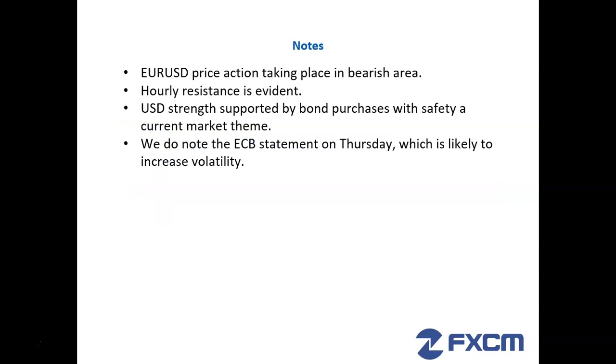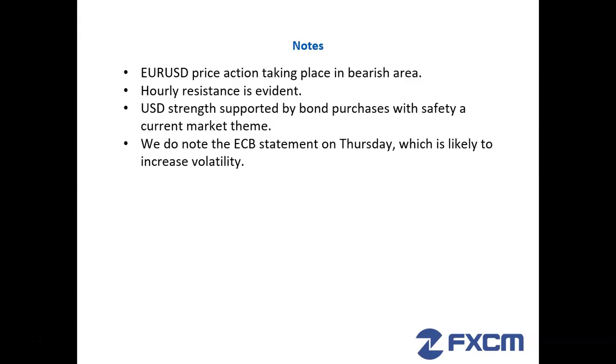Now, we'll take a look at a chart in a moment, but you'll see that the price action is taking place in a bearish area. And when we go down into the hourly chart, you'll see that there is immediate resistance just above where price is at the moment. We also want to note that US dollar strength is being supported by purchases of US treasuries, and this is because there is a distinct appeal for safety in the market at the moment. And we also just want to point out that there is going to be the ECB statement on Thursday, so just be aware that the volatility in this pair is likely to increase.